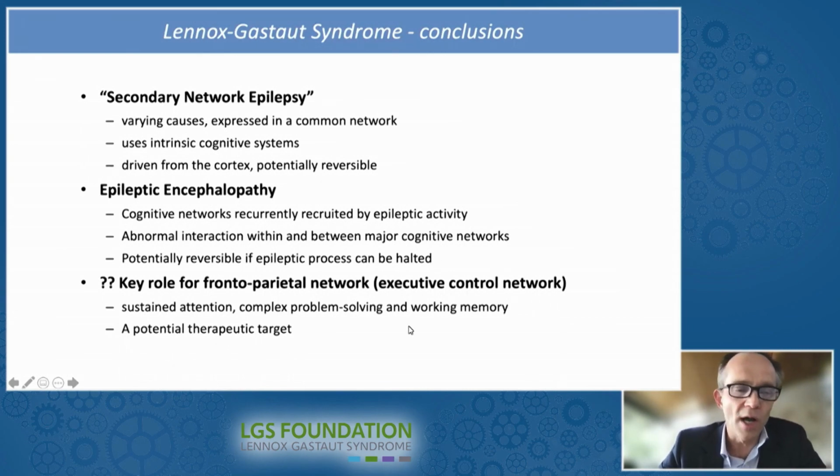I've shown a wide range of cognitive networks are involved, but I think we're starting to get the sense that the frontoparietal network, otherwise known as the executive control network, may well be the key network. This network is responsible for sustained attention, complex problem solving, and working memory. And again, this does align well with some of the key cognitive issues experienced by patients with LGS, but it does suggest to us a potential therapeutic target.